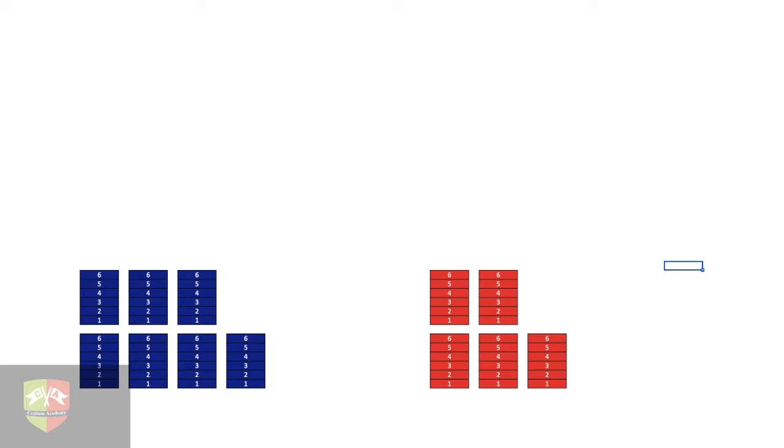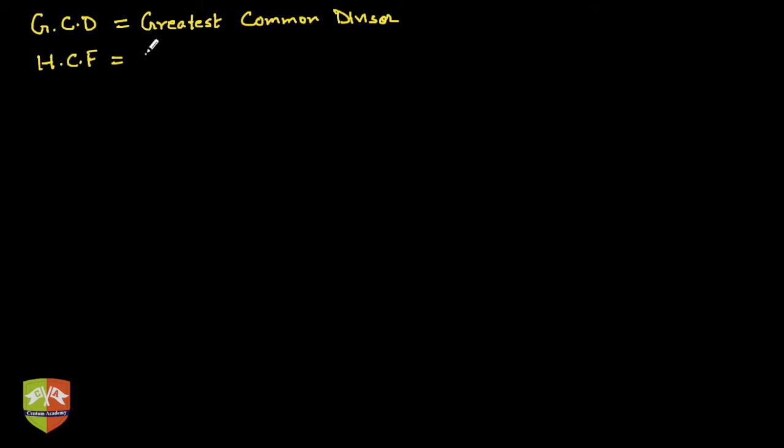Now in this session we are going to study what exactly the greatest common divisor is. Let's understand the term GCD, or HCF as it's mentioned in many other books. GCD stands for greatest common divisor, and in your textbook you'd also have encountered another term called HCF, which is highest common factor. You remember we discussed in the initial few sessions what a factor was.